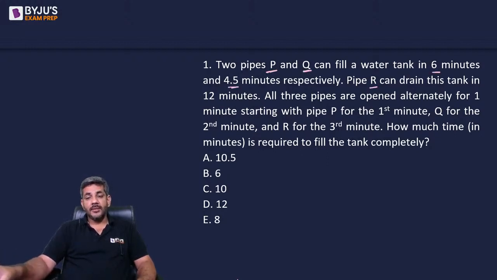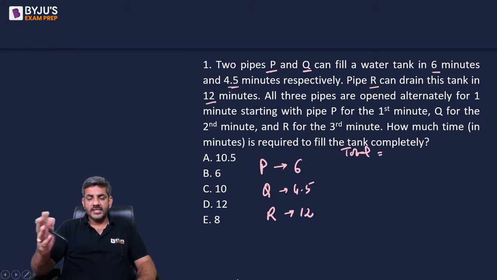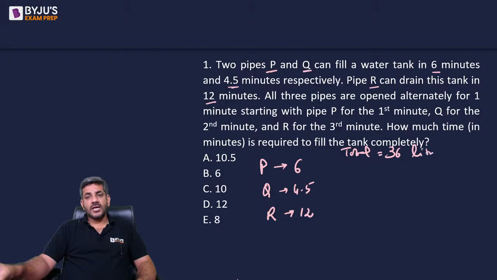respectively, and pipe R can drain this tank in 12 minutes. So pipe P can fill it in 6 minutes, pipe Q can fill it in 4.5 minutes, and pipe R can drain it in 12 minutes. So I will assume the total capacity of the tank as the LCM of 6, 4.5 and 12. The LCM of 6 and 4.5 is 18, and 18 and 12, their LCM is 36. So let us assume the capacity of the tank is 36 liters.